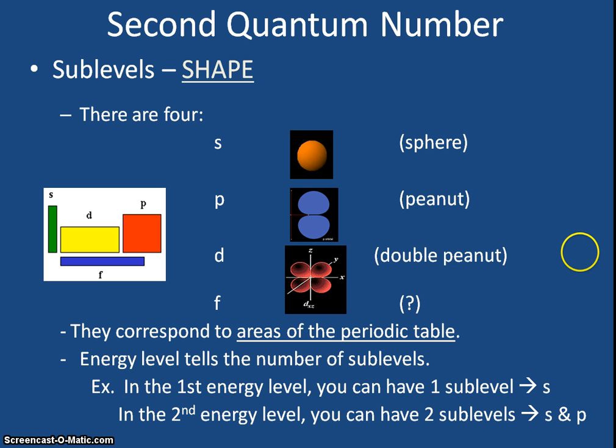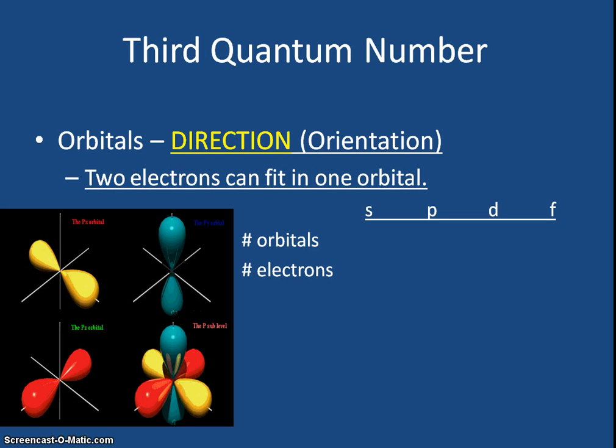In the second energy level, you can have 2 sublevels, so it would be S and P. So there's both a sphere and a peanut in the second energy level. In the third energy level, you would have S, P, D, and then in the fourth energy level, you would have S, P, D and F.